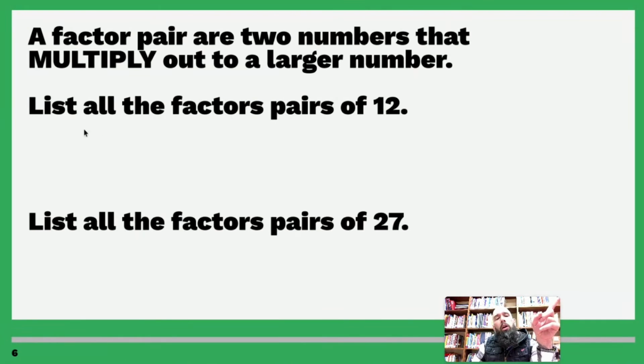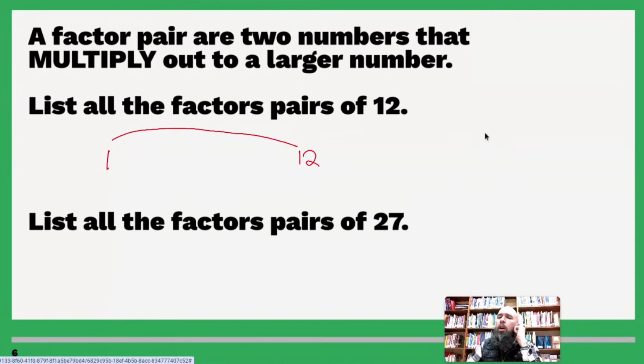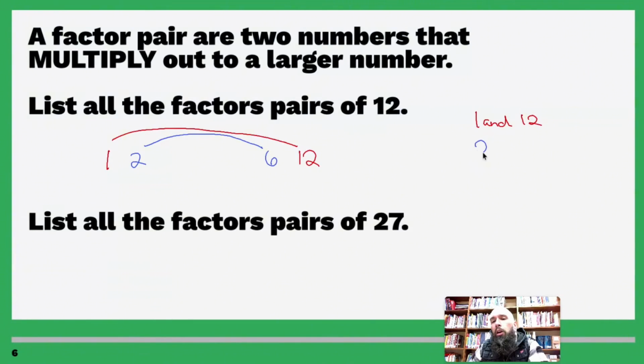So when I divide 12 by 1, I get 12. So I'm going to match these guys up. That's going to be a factor pair. Hopefully I'm giving myself enough space. So 1 and 12 is a factor pair. Can I divide by 2? Yes. And when you divide by 2, you get 6. So 2 and 6 are factor pairs.